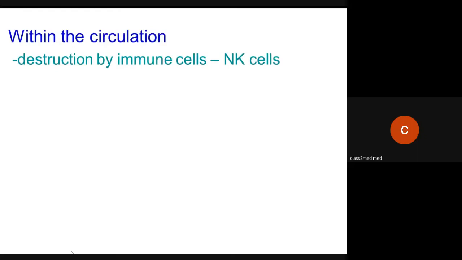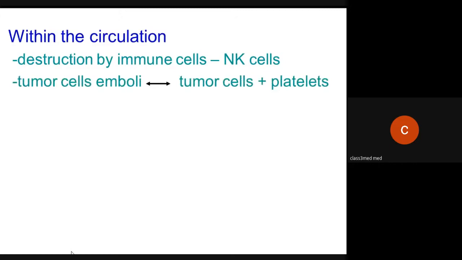And within circulation, the tumor cells adhere to each other and to the platelets, forming emboli. What is the definition of embolus? Any material transferred by the circulation is called embolus. How do the metastasizing tumor cells protect themselves from the immune system? Also, this will be discussed later.